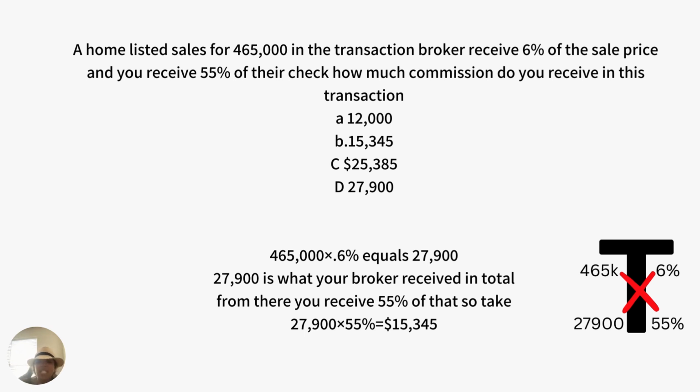In this case, they're also asking you what you received. The broker received $27,900 total, and you receive 55% of that. So $27,900 times 55% equals $15,345 in this transaction. Again, T-chart people, 465 times 6%, take that answer, 27.9, and times it by 55%, and that will give you the top number, which is $15,345.